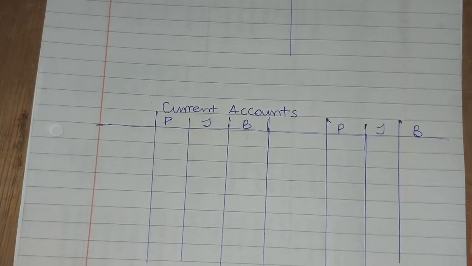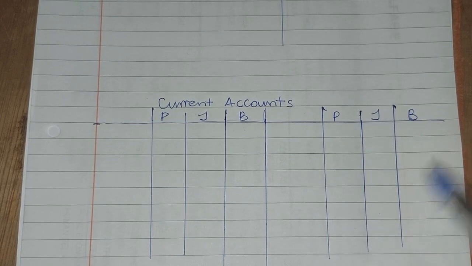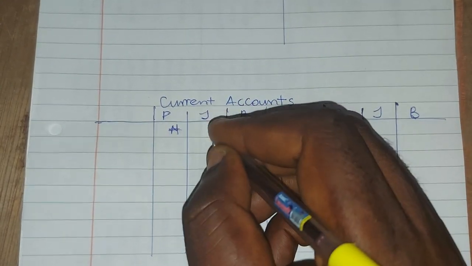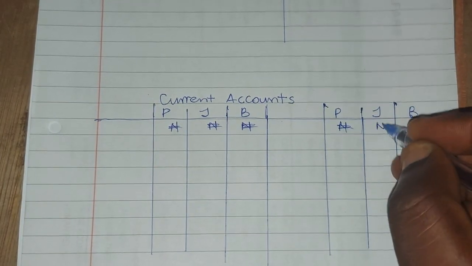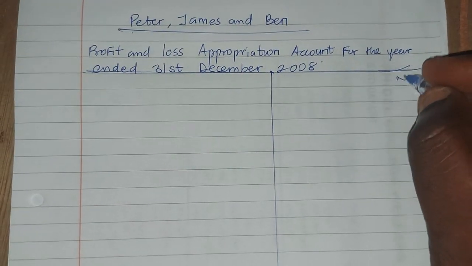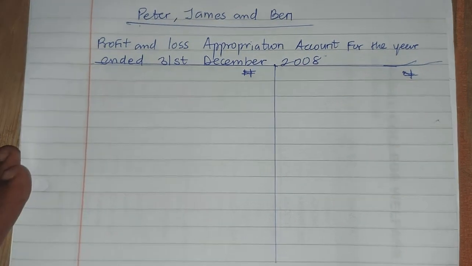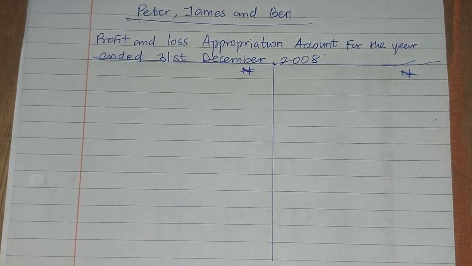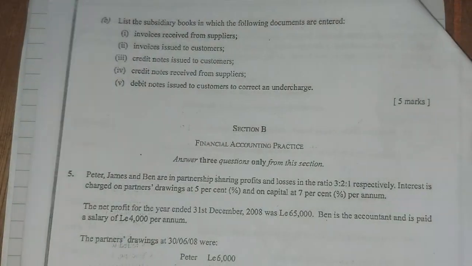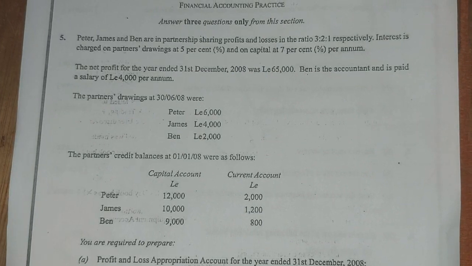Then you have your current accounts: Peter, John, and Ben. Don't forget your Naira column, your Naira sign here too. All right, now let's get started. You can pause the video and read through this question.